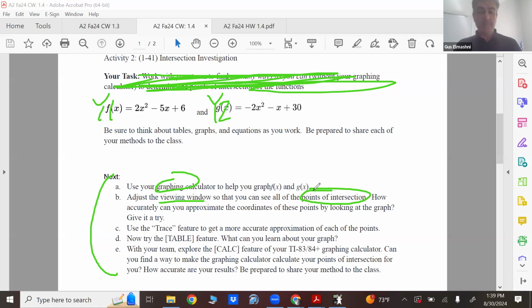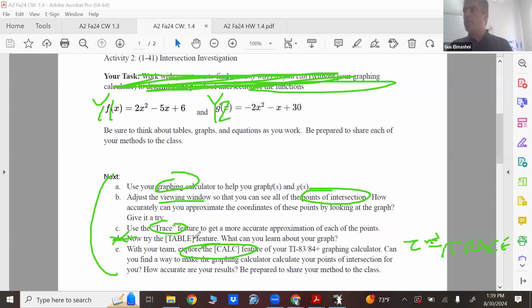I'm going to leave that up to you. Use the trace feature, and then use this feature also, which we already talked about, right? That's second trace. We know this now, right? Don't worry about the table feature. You could use that if you want. I don't care about that.